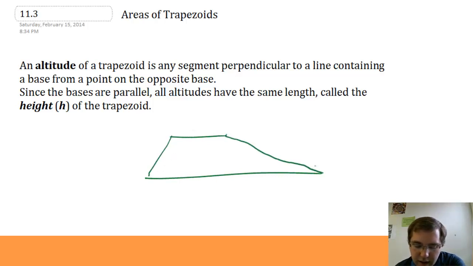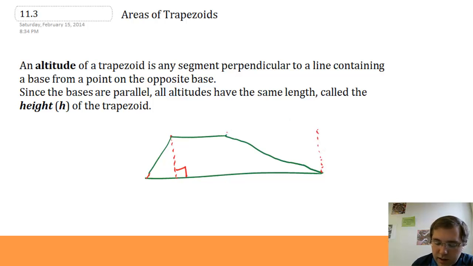Those are the two legs, they're the non-parallel sides, and they're clearly not congruent here, so it's not an isosceles trapezoid. One example of an altitude would be that one. It's from a point on one base perpendicular to a line that contains the other base. This time it would actually be perpendicular to the other base itself. But I could draw an altitude from this point, or any point over here, to the other base.